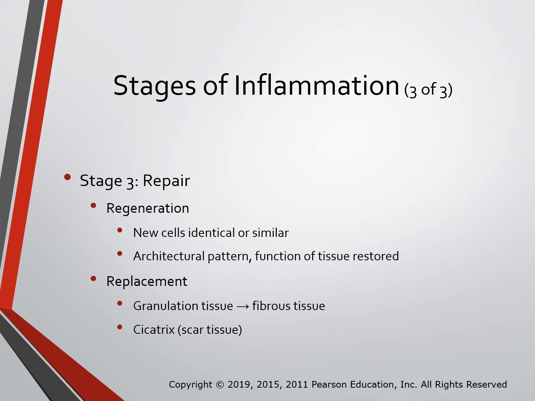The ability to regenerate cells varies considerably from one type of tissue to another. For example, epithelial tissues of the skin and the digestive and respiratory tracts have a good regenerative capacity as long as their underlying support structures are intact.